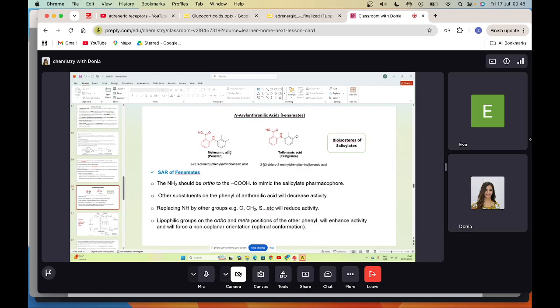So for the fenamates, it's very easy. Bioisostere for the salicylates, this nitrogen should be kept nitrogen. Any replacement will decrease the activity. Substituents on the ortho and the meta positions of this ring increase the non-coplanarity and increase the activity. And again, the nitrogen should be ortho to the carboxylic acid group. We have the mefenamic acid, and here we have the tolfenamic acid.